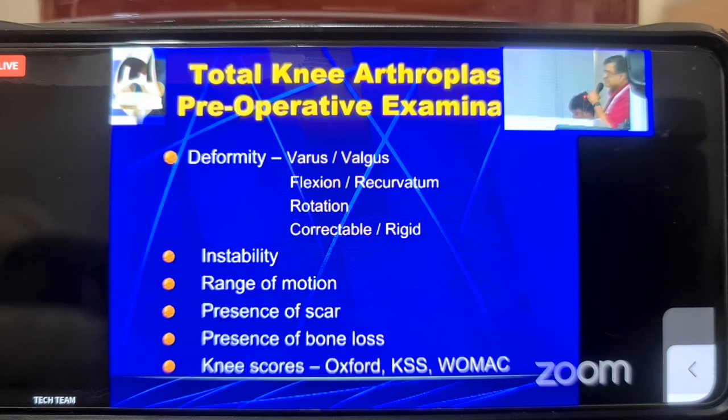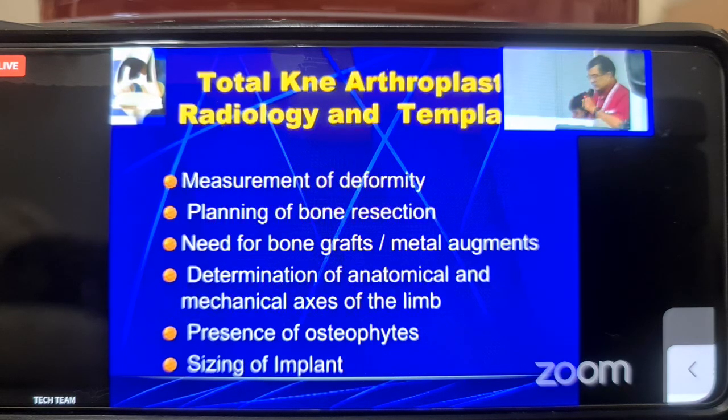You must provide stability in these joints. What is the range of motion? How much can you increase it? Scarring, presence of bone loss. This has to be corrected. And of course, it's good to score the knee, because that is one of the objective methods where you know what is the disability. And if you score this knee pre-operatively and post-operatively, then you know whether you've done an adequate job.